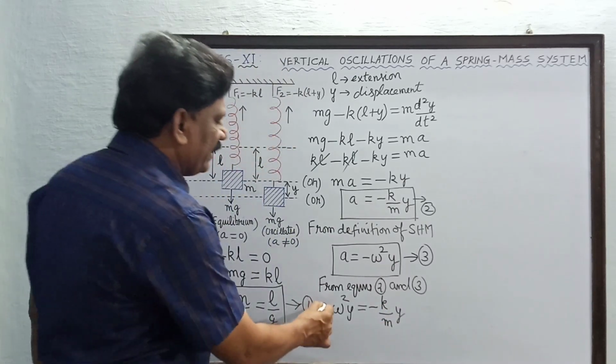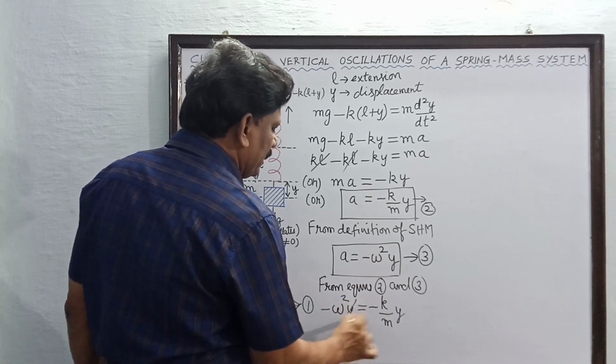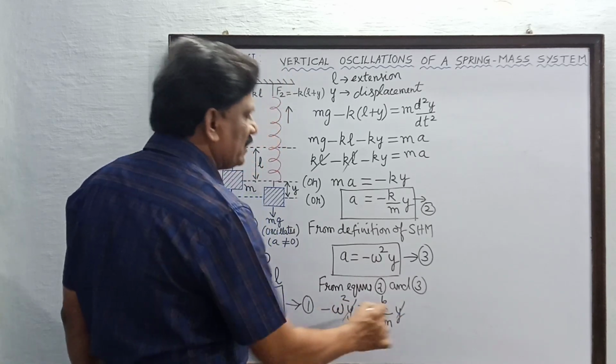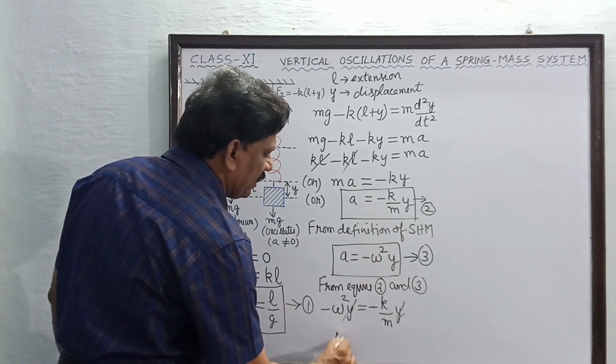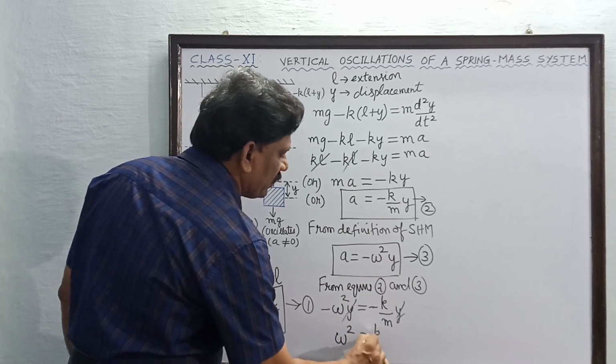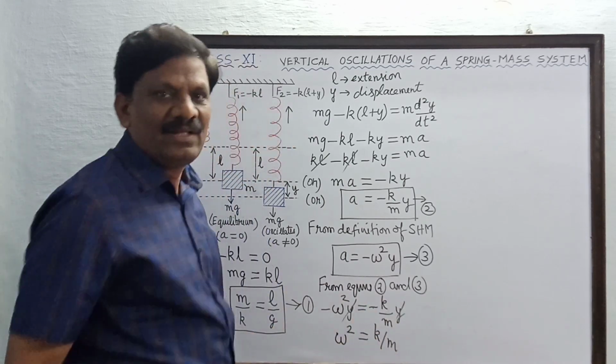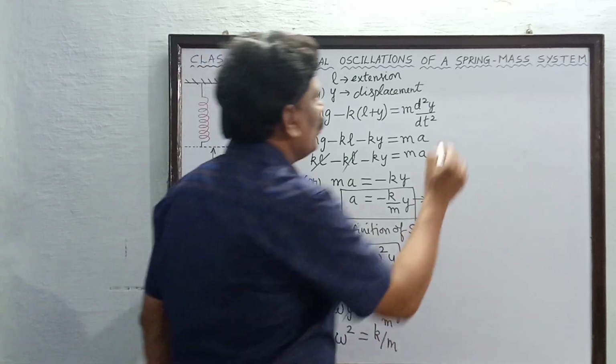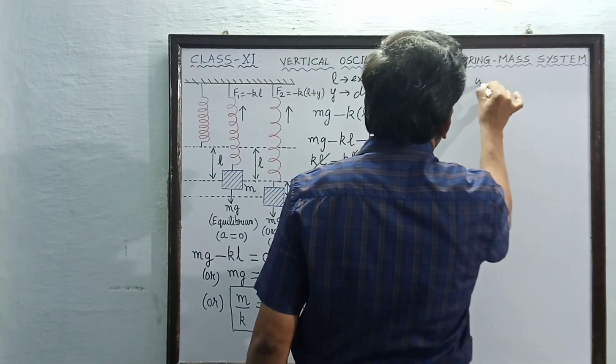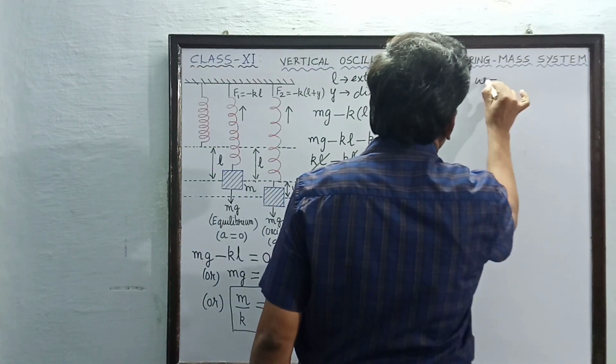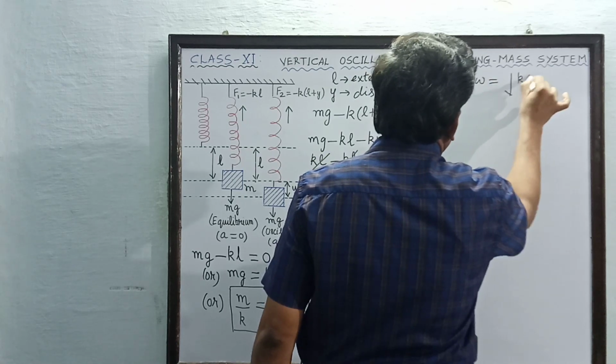So the minus and y term get cancelled. Therefore, omega square is equal to k by m. Therefore, what is omega equal to? Omega is equal to square root of k by m.